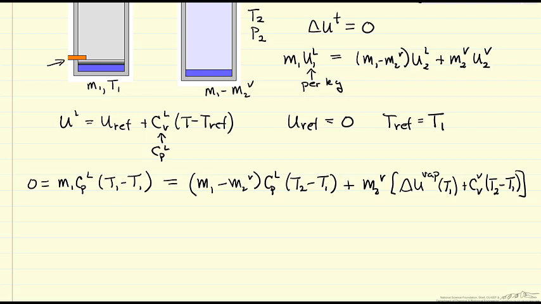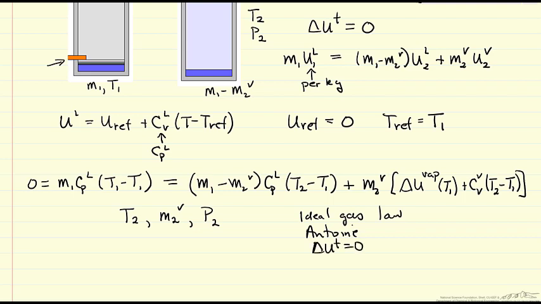So we have an equation where our unknowns are T2, the mass of vapor, and P2. So we have 3 unknowns, and then the 3 equations are the ideal gas law, Antoine's equation, and delta U total equals 0, which we've just written in terms of masses. So we have 3 equations that we can solve simultaneously to determine the final conditions, how much evaporates, and what that final temperature is.